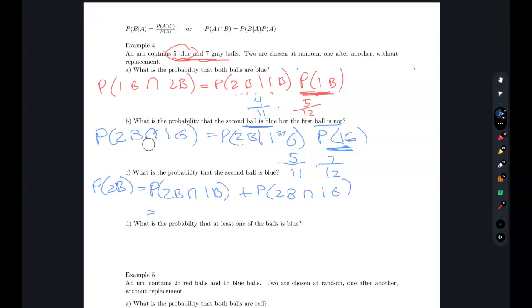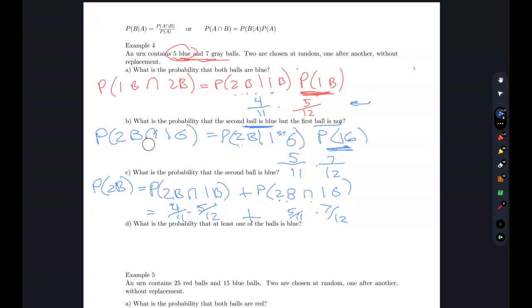So if I find the second is blue and the first is blue, wait a minute, I think we just did that, didn't we? So both of them are blue. That gave us 4 out of 11 times 5 out of 12. And the probability that the second is blue and the first is gray, we just did that too. So that adds on 7 over 12 times 5 over 11.